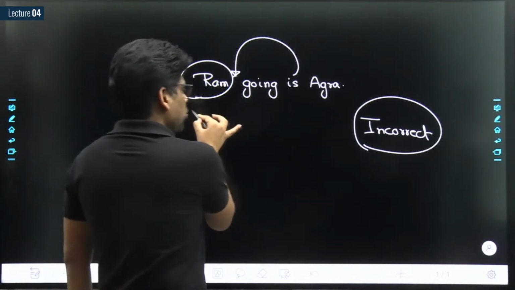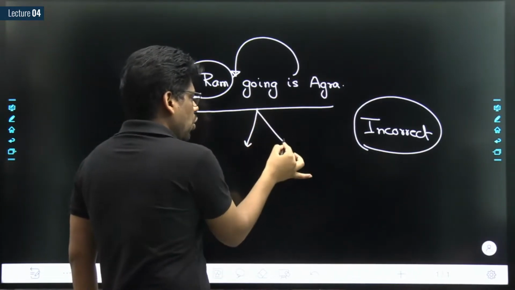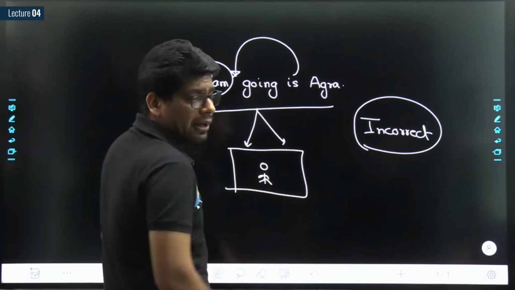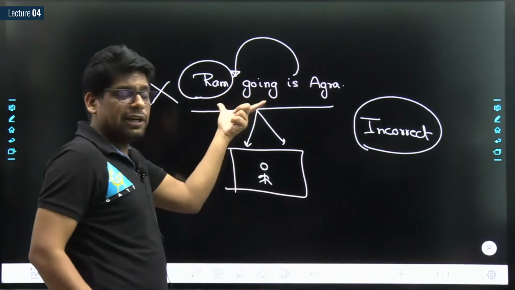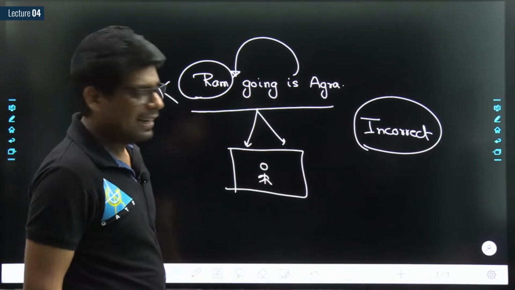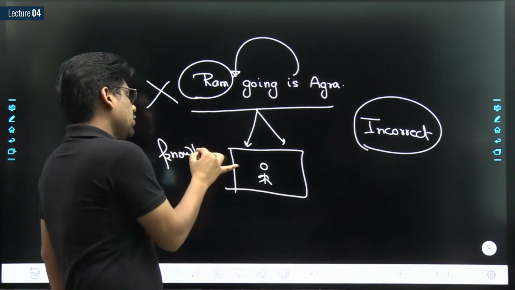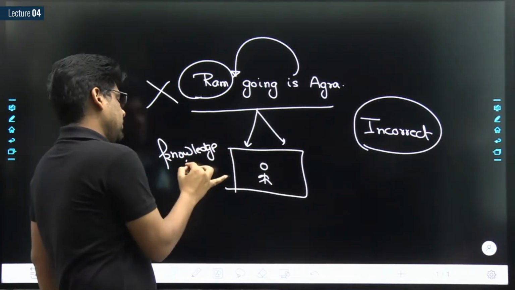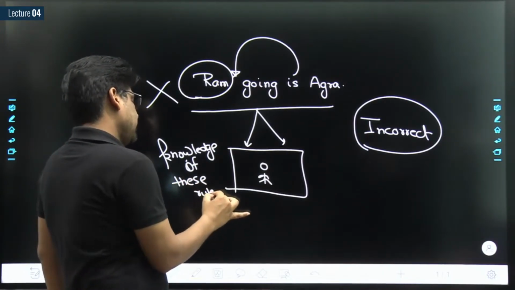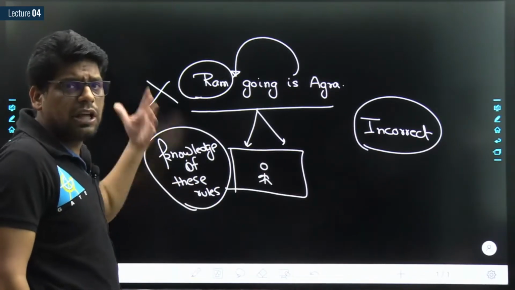Sir, this is a particular sentence, and whether it is correct or not, only a person who knows grammar can tell whether the statement or sentence is correct or not. Done, everyone? That means knowledge of these rules is important. Basically, we are learning something like this, all the rules.